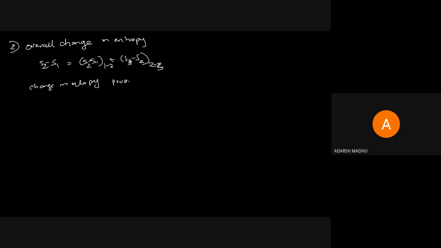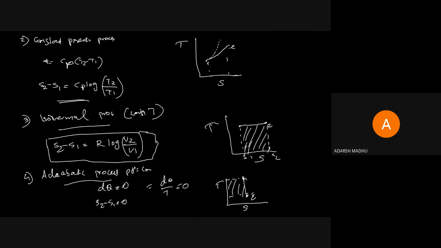Process 1 to 2: S2 minus S1 for a constant pressure process. The constant pressure process equation is mCp log T2 by T1. Right? Yesterday we wrote the equation, where for a constant pressure process it is mCp log T2 by T1.